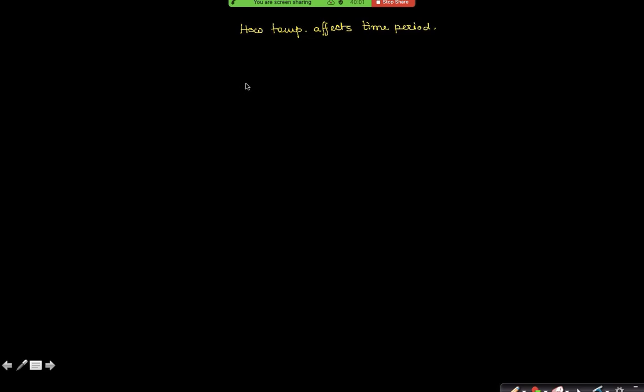If you have seen any clock, or a seconds pendulum, it is a pendulum clock. How does a pendulum clock measure time? It is also called a seconds pendulum. I'm saying that there is a clock which is known as a pendulum clock or seconds pendulum.